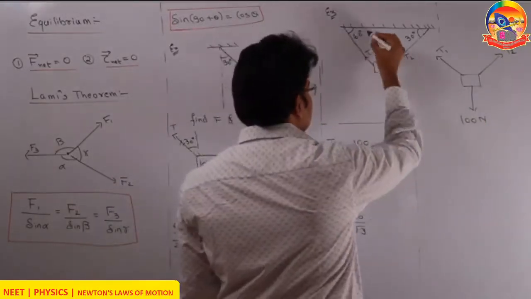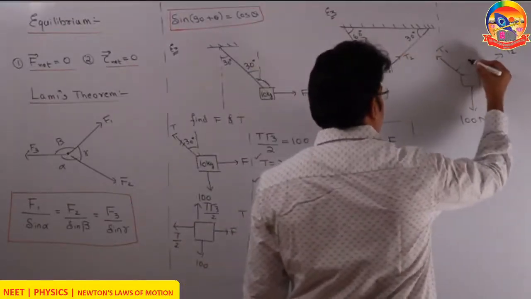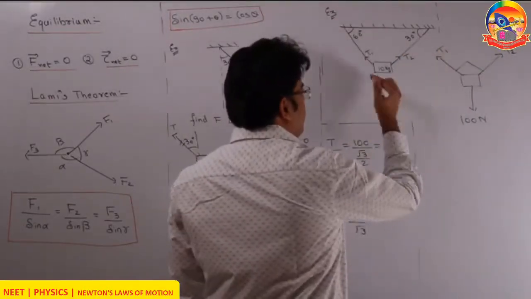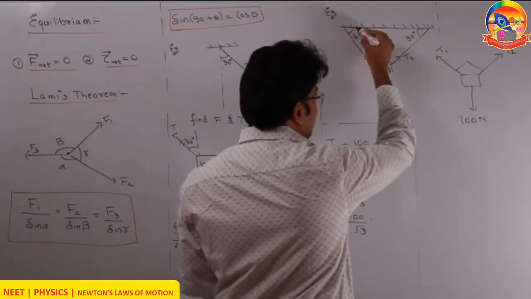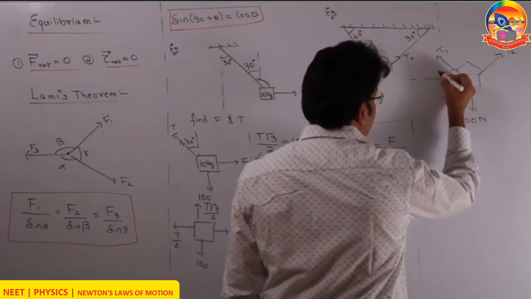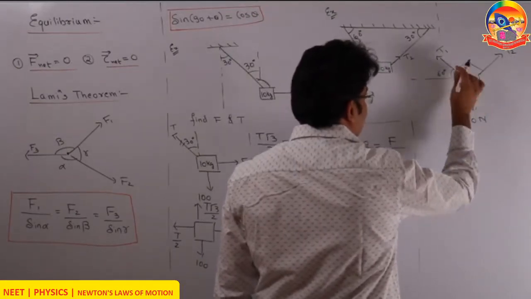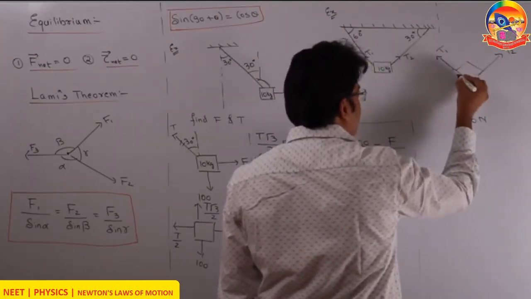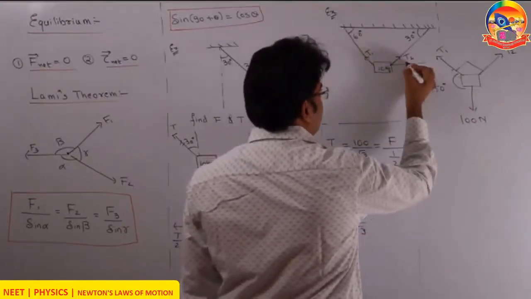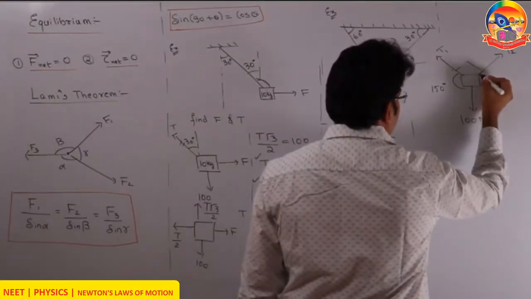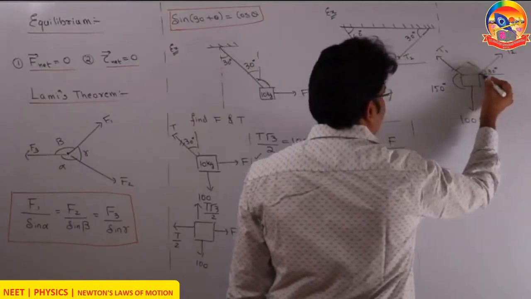You can see that this is 60, this is 30, so this angle has to be 90. Now, what has to be the angle opposite to T2? Kids, this angle is 60, so this angle also has to be 60. So 60 plus 90, this whole angle becomes equal to 150 degrees. Similarly, this is 30, so this angle is also 30. This angle is also 30. 30 plus 90.